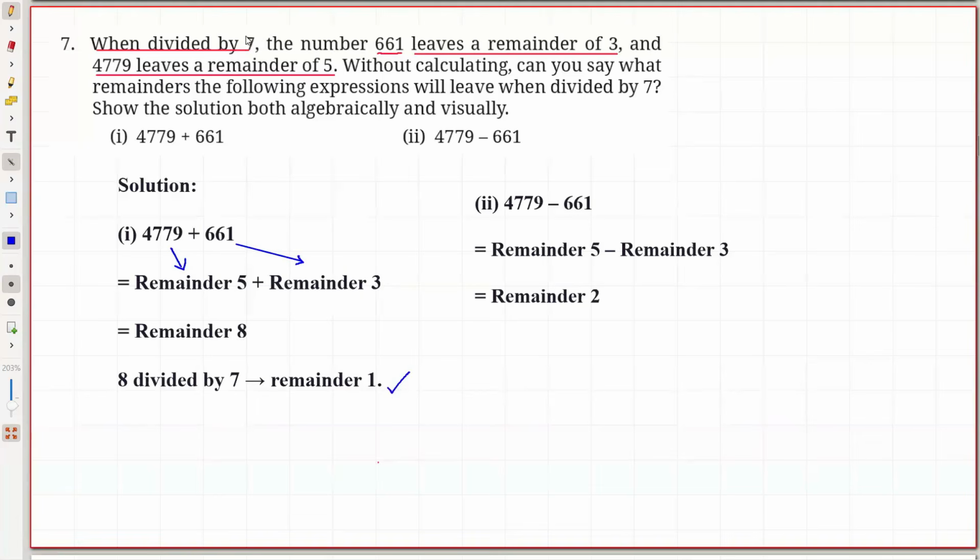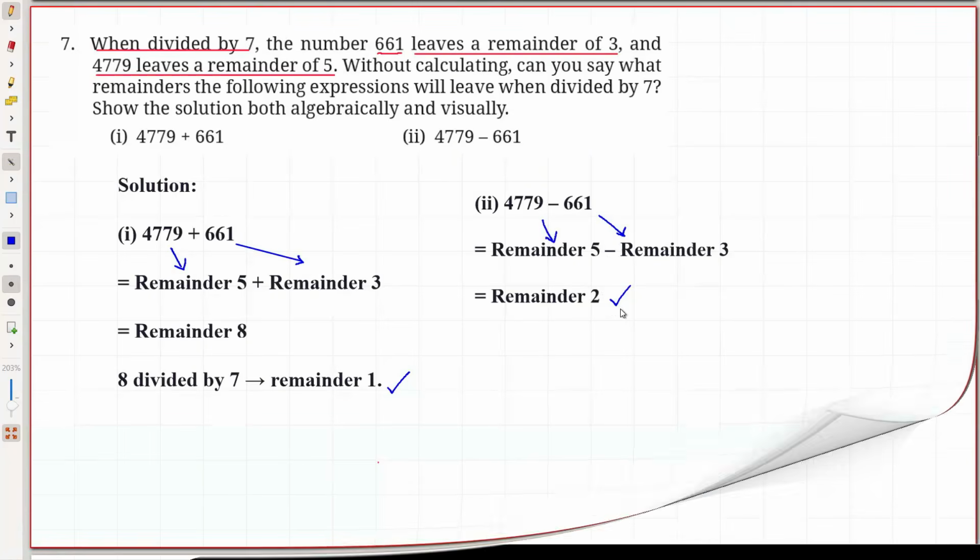Okay, they ask us to divide by 7. So remainder 8, and 8 divided by 7 gives remainder 1. Now for the subtraction. For 4779, the remainder is 5. For 661, the remainder is 3. 5 minus 3 is 2. This is less than 7, so the remainder itself is 2. If it's more than 7, you just divide and find the remainder. As it's less than 7, the remainder answer is 2. Okay, this is a shortcut. We can just go with this.